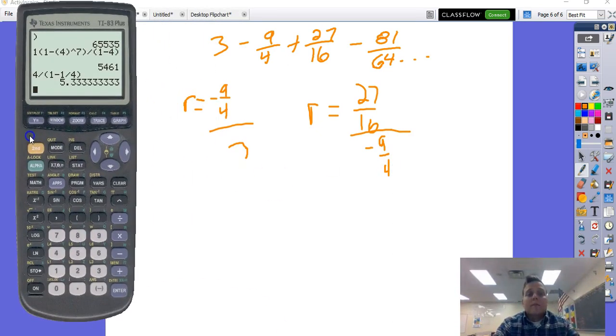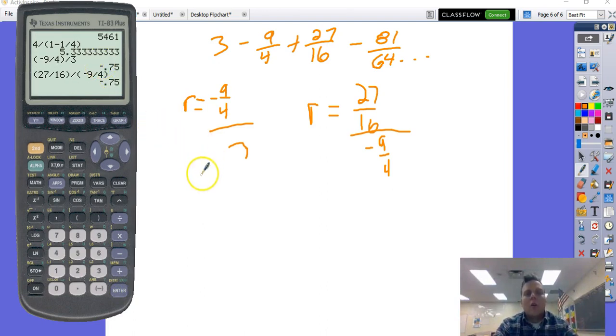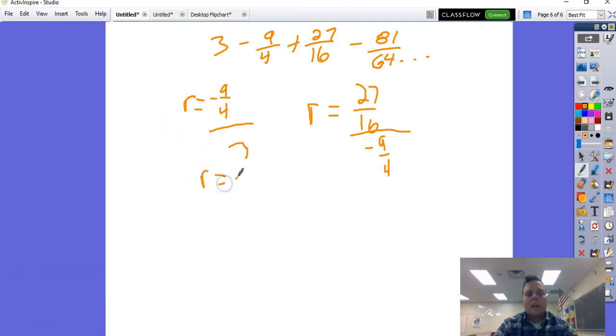So, negative 9 divided by 4 divided by 3. We got negative 3/4. 27 divided by 16 divided by negative 9 divided by 4. Press enter, and I get, nothing, because my calculator... there we go. Negative 3/4. So r is the same thing both times. So r is simply negative 3/4 in both situations.